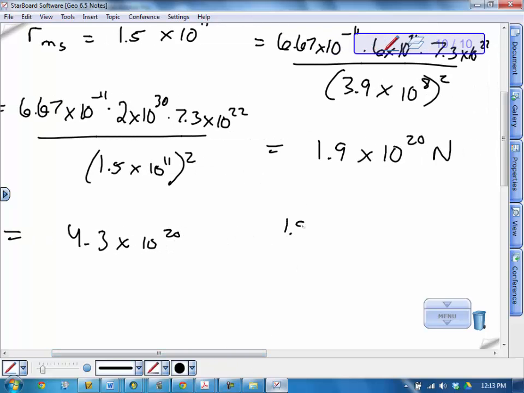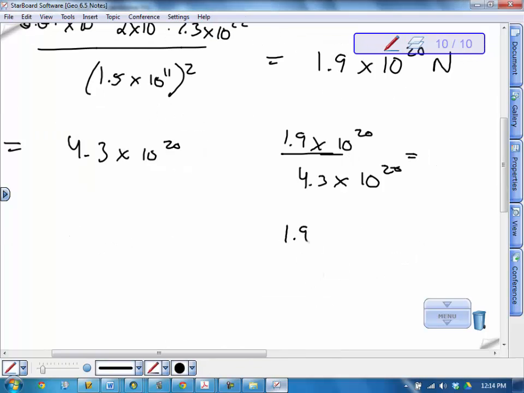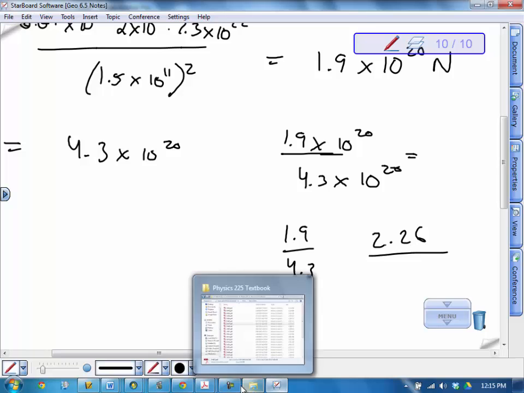Now if you just do a ratio, 1.9 times 10 to the 20 over 4.3 times 10 to the 20, you get the ratio of the forces. So this is like 1.9 to 4.3, or if you flip it, you can write it the other way around, 4.3 to 1.9, which gives you a decimal of 2.26. So basically the Earth pulls on the moon a little over twice as much as the Sun pulls on the moon.